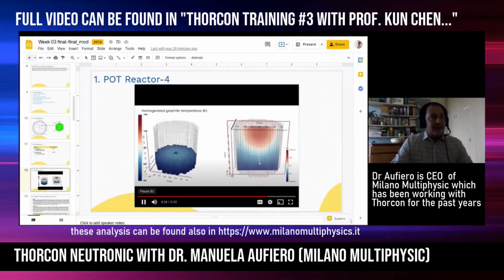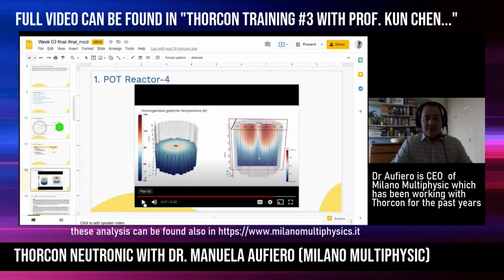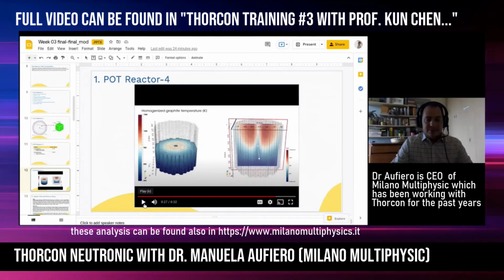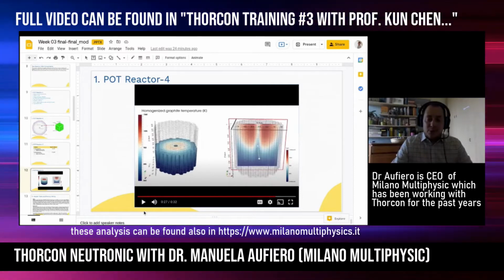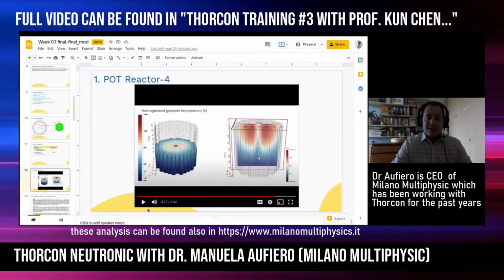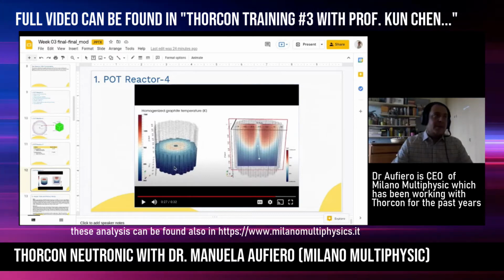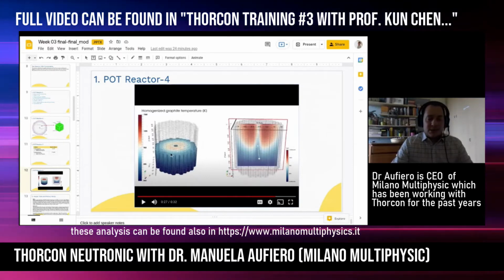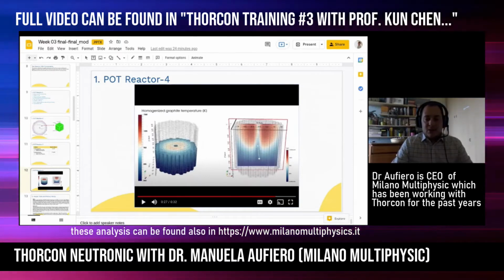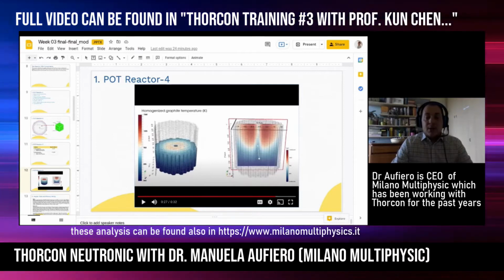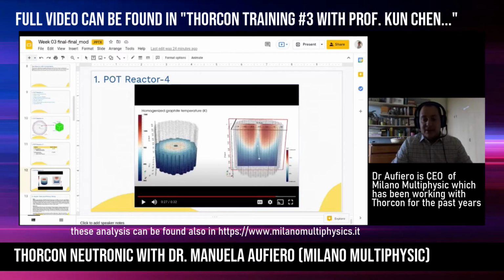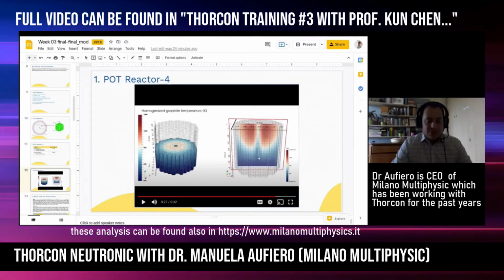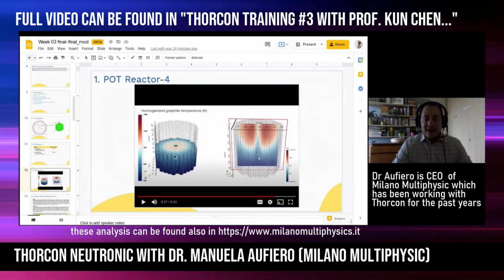The graphite temperature, as we were saying, is determined by the temperature of the salt, which is cooling it, and the amount of photons and neutrons hitting it and heating it up. So basically, the graphite temperature is obtained starting from the local salt temperature plus the amount of energy released divided by the effective heat transfer coefficient between the graphite and the salt.